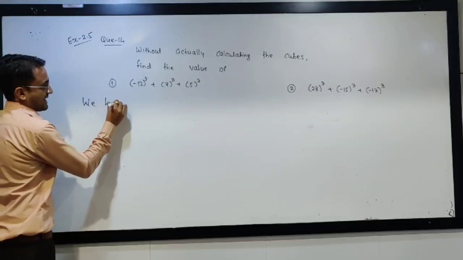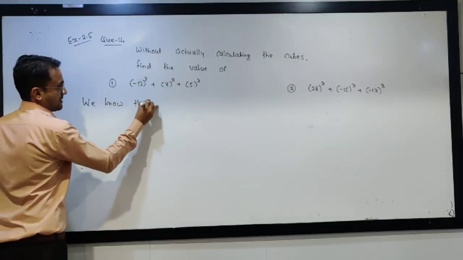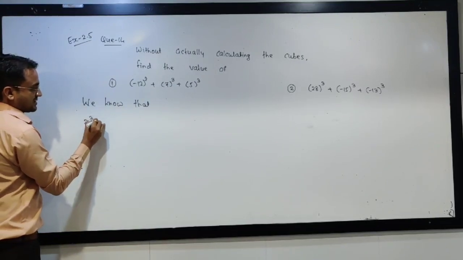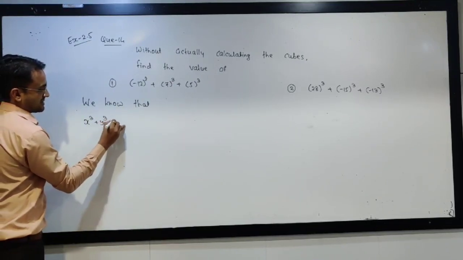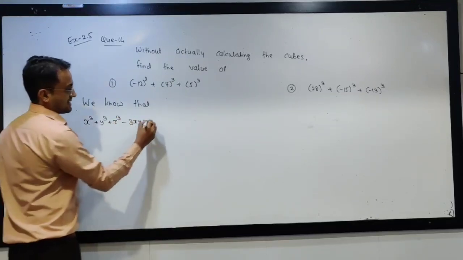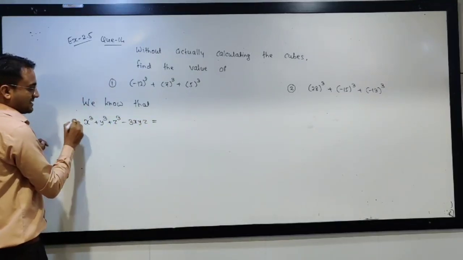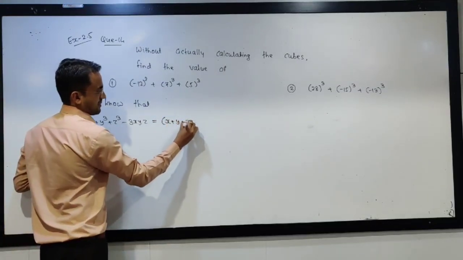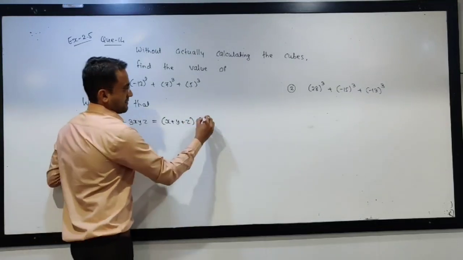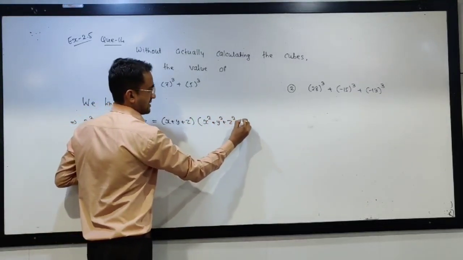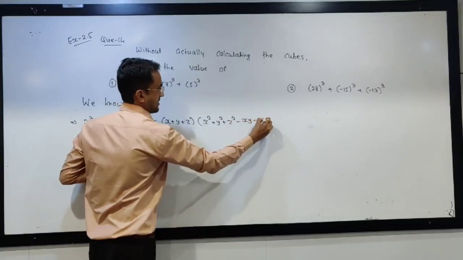we have one identity which we have discussed in the previous class. That one is x cube plus y cube plus z cube minus 3xyz is equal to... If your question is like that, what will be your answer? Into first bracket x plus y plus z, into second bracket x square plus y square plus z square minus xy minus yz minus zx.